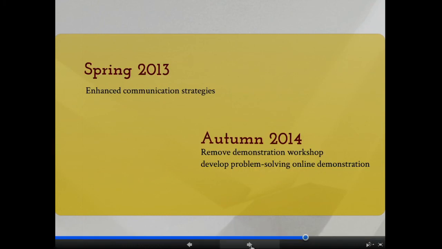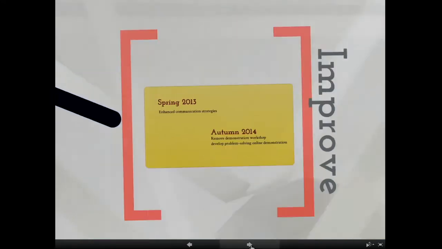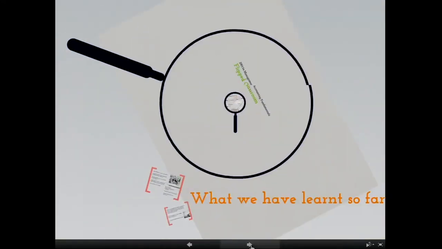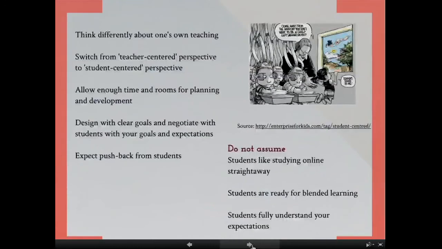Okay, so quickly, this is the unit, and this is in a nutshell what we have learned so far. One, we need to think differently about how we teach. That's a really big task for us to get our heads around. Two, we need to go from how we like it and how we learn to how they like it and how they learn, which is very different, and there's a huge gap there.